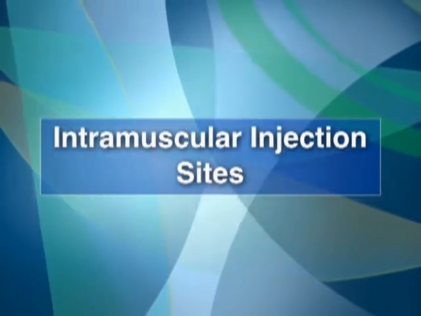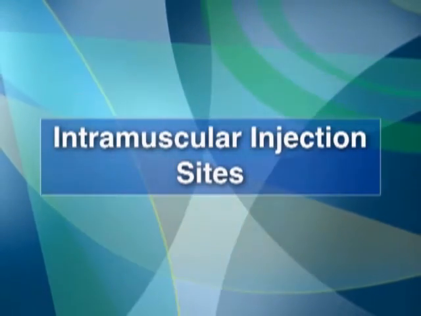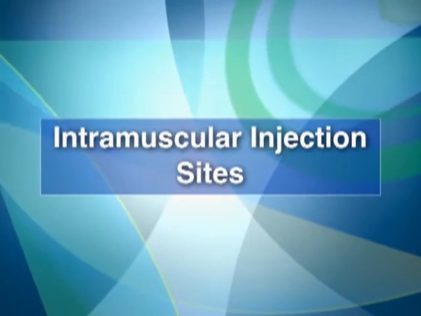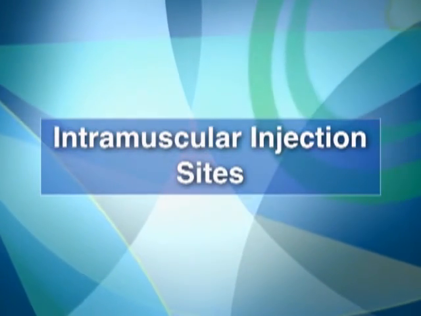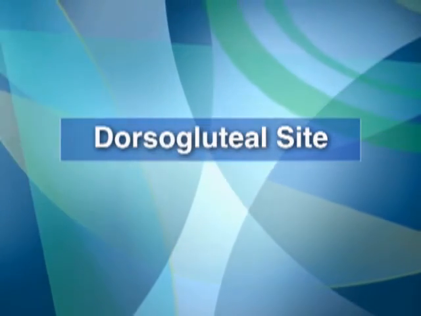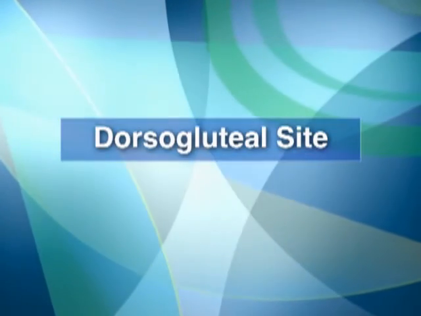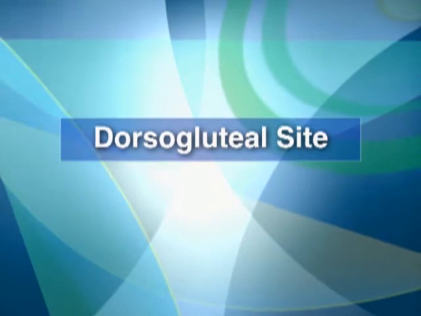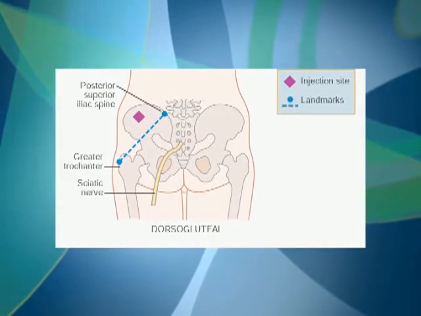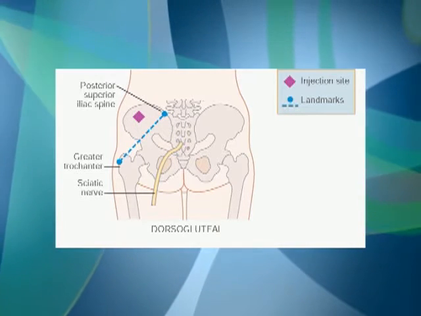Intramuscular injections must be administered at specific sites to avoid puncturing large nerves or blood vessels. You should practice locating these sites to become familiar with them. The medical assistant will show you how to locate the 4 sites used to administer an intramuscular injection, starting with the dorsogluteal site. The dorsogluteal site is used primarily for adults.